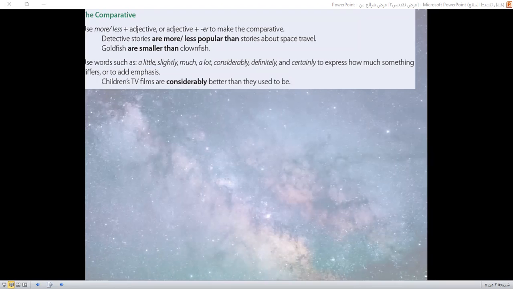Comparing, by the way, is bad. We shouldn't compare ourselves to others. But sometimes we need to know how to form a sentence in the comparative form in English. Now let's see. The first one is when you use, just a minute, it's not clear.